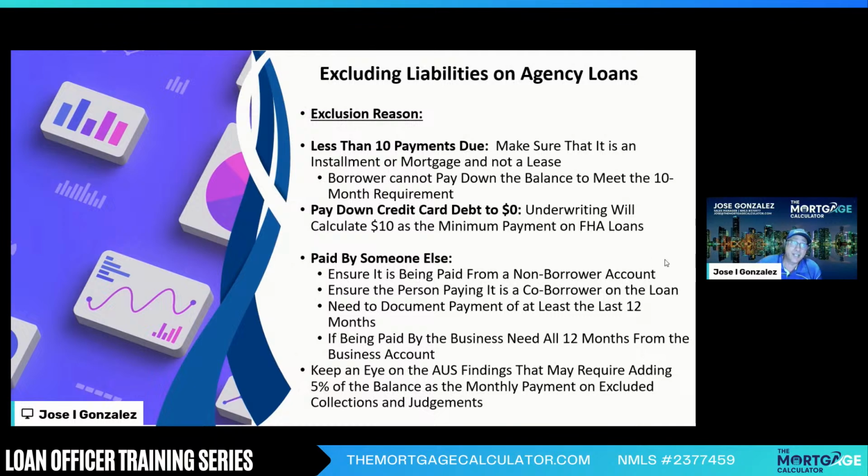And then if the exclusion reason is paid by someone else other than the borrower, then again, ensure it is being paid by that someone else from a non-borrower account, right? I mean, if they share the account, and it's like, well, yeah, but he's writing the check, or she's writing the check. Yeah, but they share the account. That doesn't work. That's a no go. Ensure that the person paying it is actually a co-borrower on the loan.